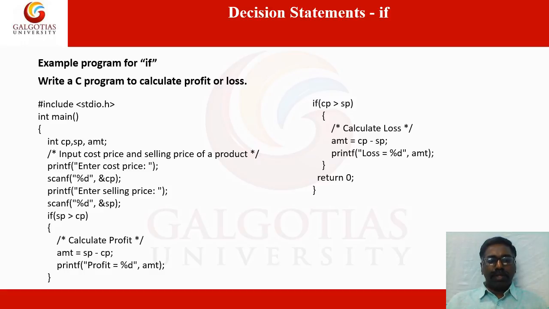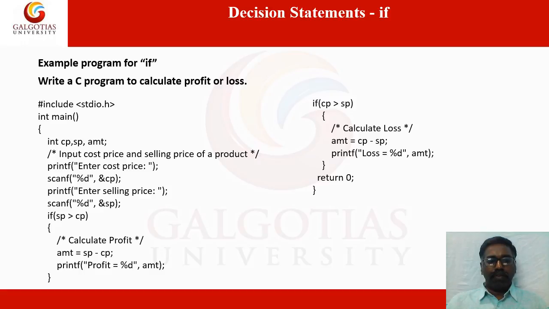Our variables are here: CP meant for the cost price, SP meant for the selling price, and the amount is AMT. We ask the user to enter the cost price, and the cost price is read from the user. Then we ask the user to enter the selling price, and the selling price is read from the user and stored in the integer variable SP.